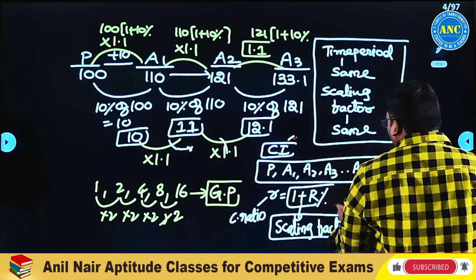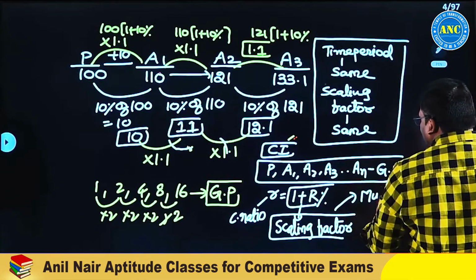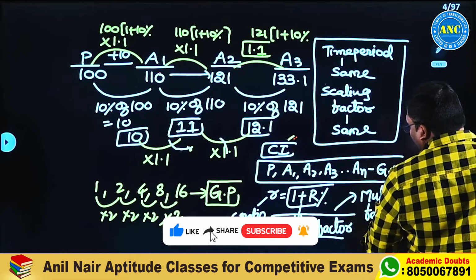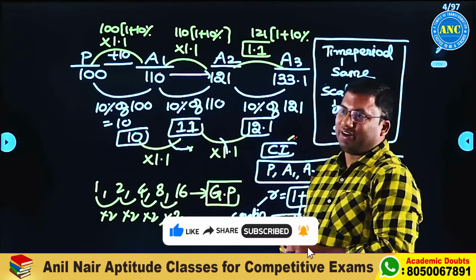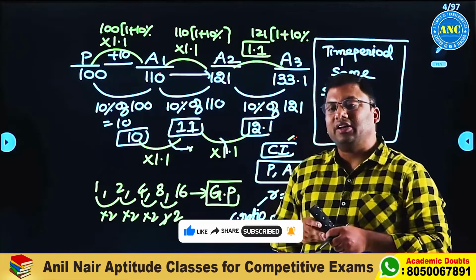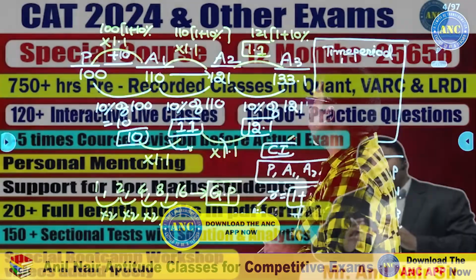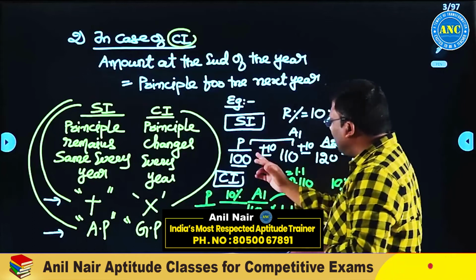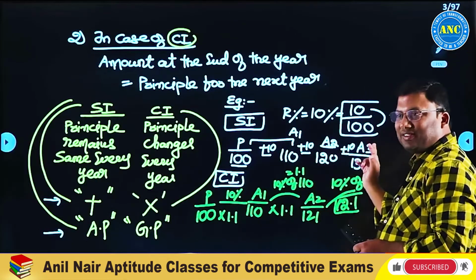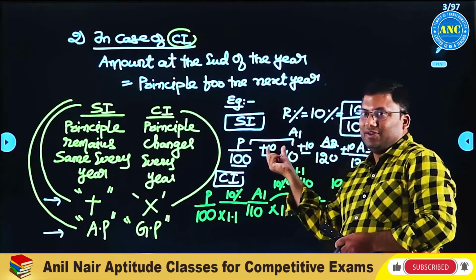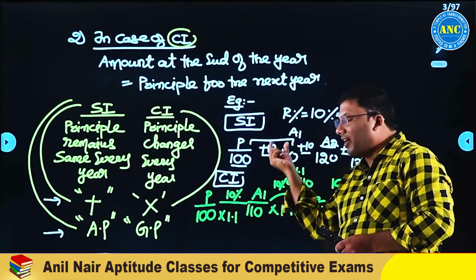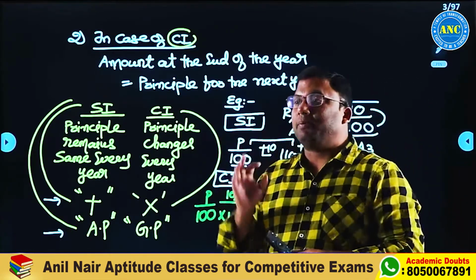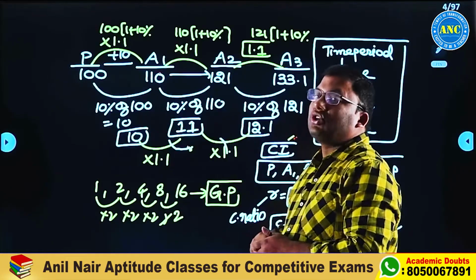In some textbooks, we call this factor the multiplication factor. Sir, why is it the multiplication factor? Just look at it. 110 is multiplied by 1.1 to get 121. 121 is multiplied by 1.1 to get 133.1. In simple interest, if you observe, the deviation is plus, plus, plus, plus, plus. It is an addition factor. What is that addition factor? The addition factor is the change in interest. SI behaves like arithmetic progression. CI behaves like geometric progression.